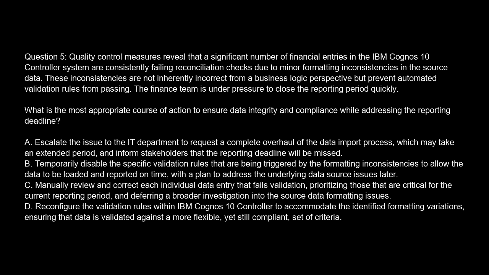Option C. Manually review and correct each individual data entry that fails validation, prioritizing those that are critical for the current reporting period, and deferring a broader investigation into the source data formatting issues. Option D. Reconfigure the validation rules within IBM Cognos 10 Controller to accommodate the identified formatting variations, ensuring that data is validated against a more flexible, yet still compliant, set of criteria.